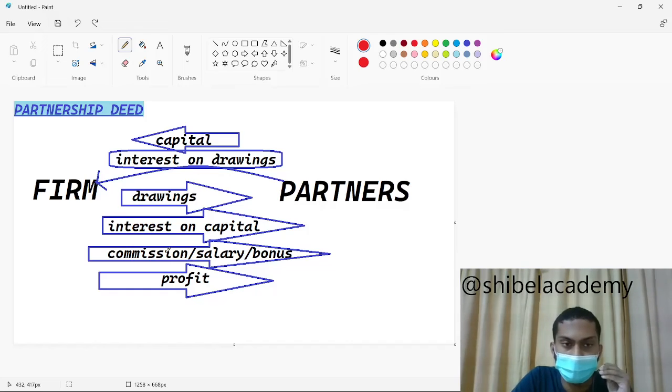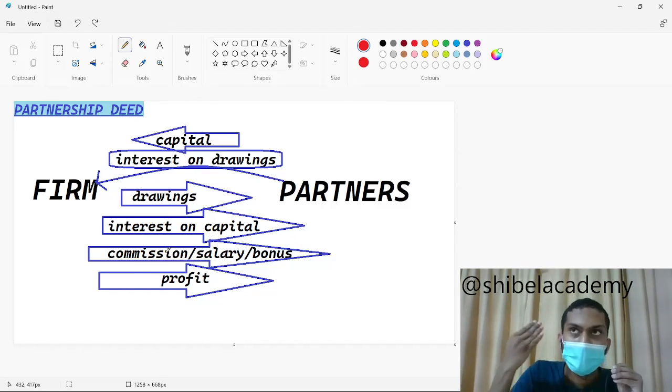If not, then just to sum it up, interest on drawings will not be charged, interest on capital will not be given, commission, salary, bonus will not be given, and profits will be distributed equally. And last but not least, interest on loan will be charged at 6% per annum.